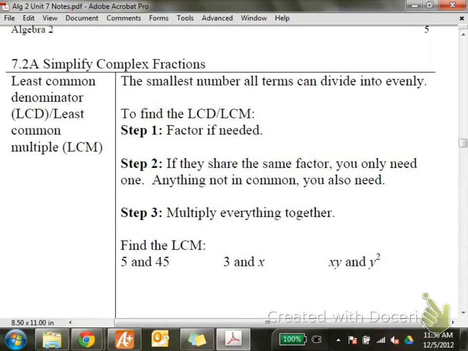So for 7.2a, we are splitting it up into 2a and 2b. Today we're just going to be simplifying the complex fractions. First we need to do a couple definitions and write down some steps. First thing is finding the least common denominator. We call that the LCD.